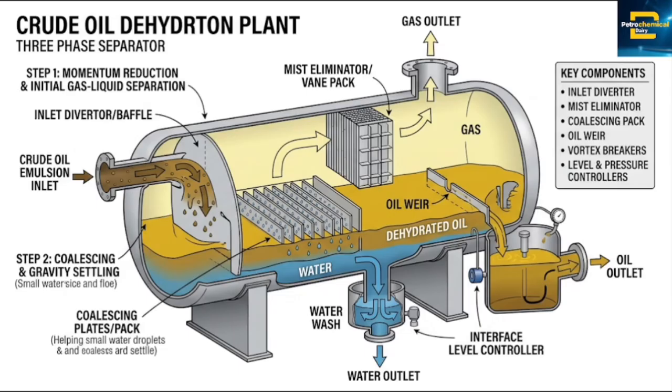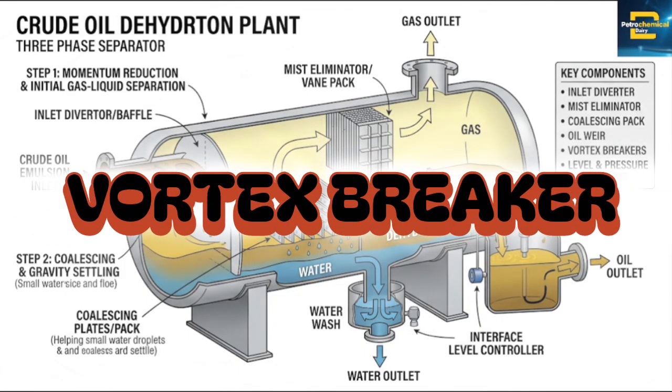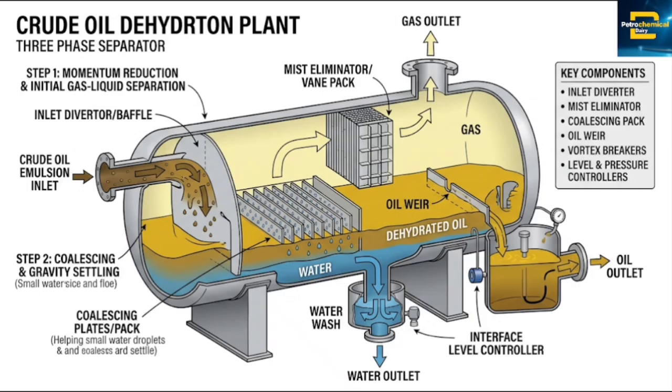Then there's what we call the vortex breaker. At the outlet, it prevents vortices that could suck one phase into the other outlet. So that is the work of the vortex breaker. So the clean water exits through the water outlet. After the water wash has removed those oil droplets from the water, the water will exit through this water outlet, and the oil will be removed through this oil outlet. So that is how a three-phase separator works.